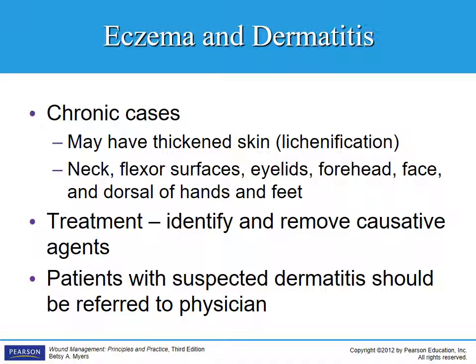So in a chronic case, they may have really thickened skin. We talked about lichenification with the lymphedema patients. You can also see it with someone who has chronic eczema or dermatitis. And you often see it on the neck or the flexor surfaces, the eyelids, the forehead, face, and the dorsum of the hands and the feet. The treatment is just to figure out what's causing it and then remove that.